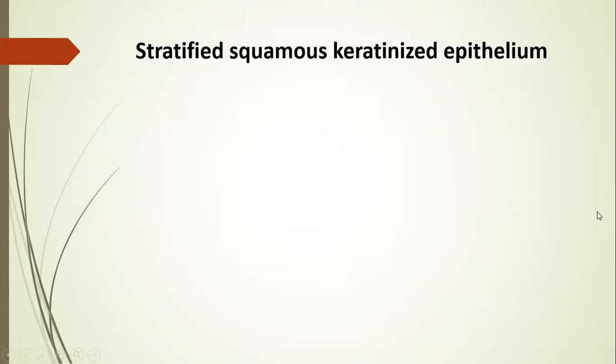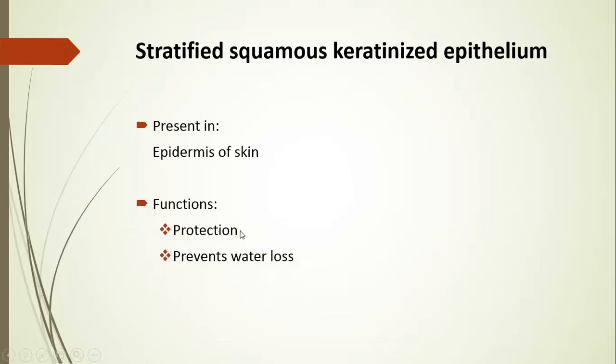So until now we finished simple squamous, simple cuboidal, simple columnar, and pseudostratified columnar epithelium. Now we are going to discuss stratified squamous keratinized epithelium. Stratified means two or more layers. Squamous, the shape of the cells is squamous. Keratinized, the surface layer contains keratin. It is present in the epidermis of the skin. The functions are protection and preventing water loss.